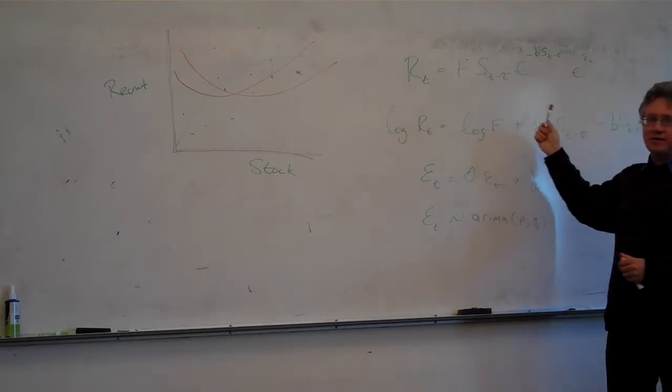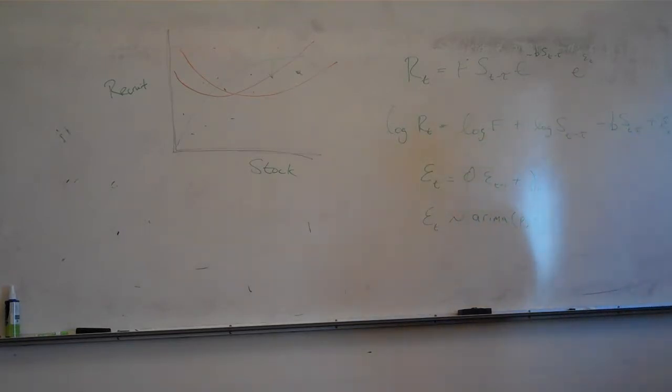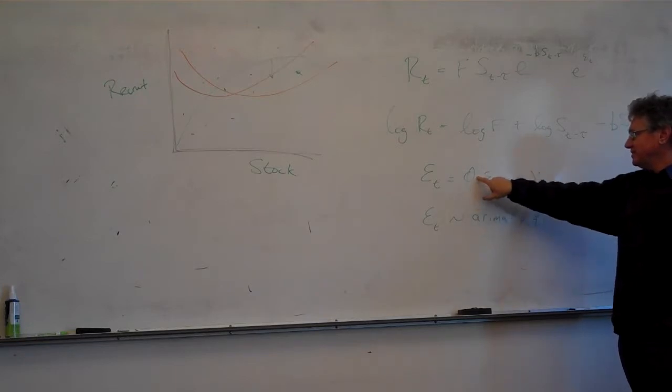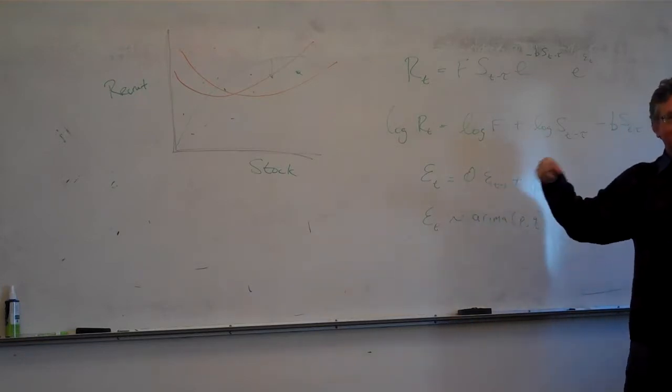So I did the OLS regression. The residuals showed an autocorrelation pattern that was consistent with an AR1 process. So the ACF declined gradually. There was one significant peak in the PACF. When I fit this model, it estimated a phi of exactly 1.